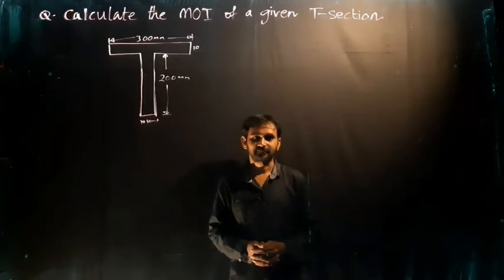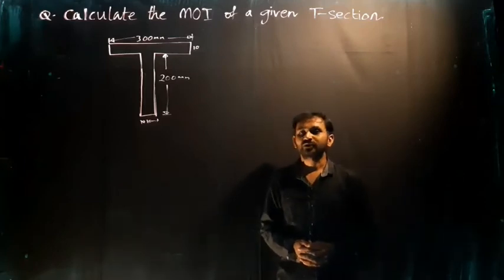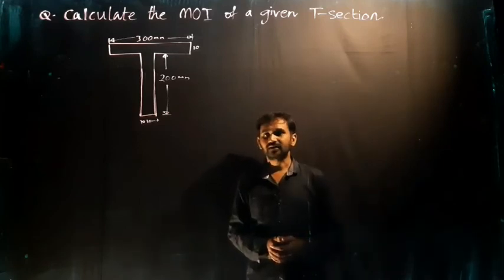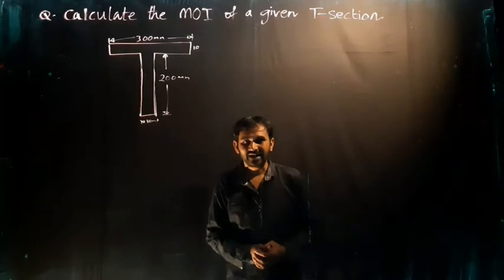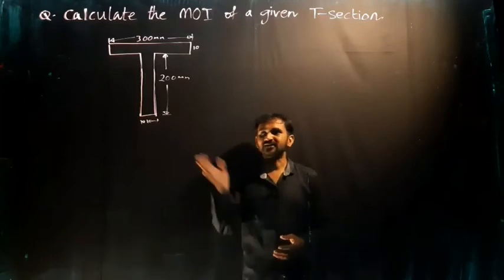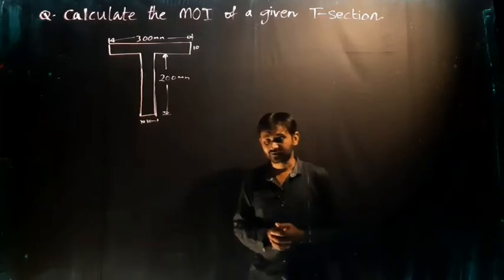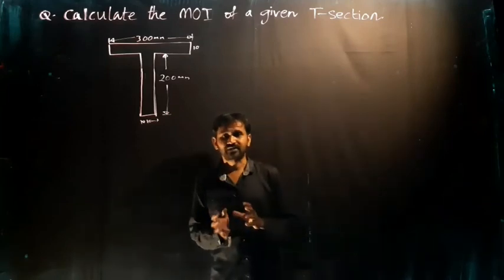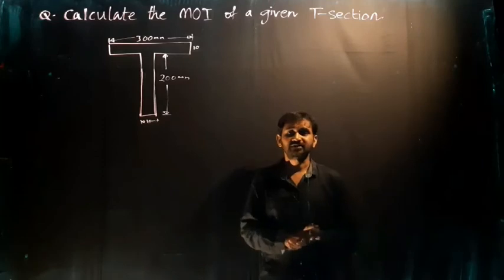Welcome to Wits Connect. Today's topic, we are going to deal with problems on the moment area method. The question is: find the moment of inertia of a given T section. Here the T section is given. He is asking you to find the moment of inertia of it, not the centroid. It means that after finishing the centroid, we need to come to the moment of inertia.